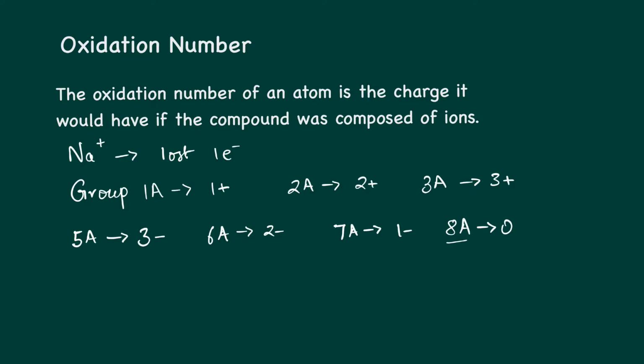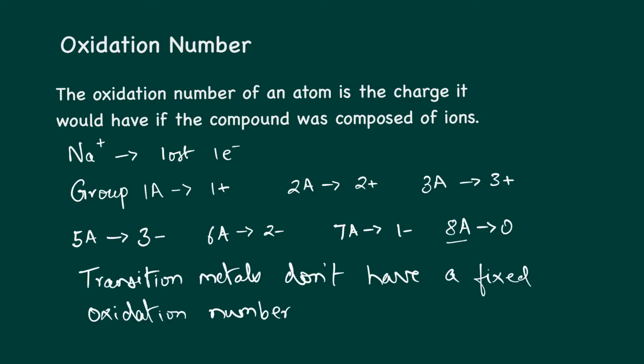Now you must have noticed that I left out all the B group elements. Those are our transition metals. Turns out, transition metals don't have a fixed oxidation number. Now what exactly does this mean? I will explain by taking an actual example. So let's use what we've learned so far and apply that to solve an actual problem.